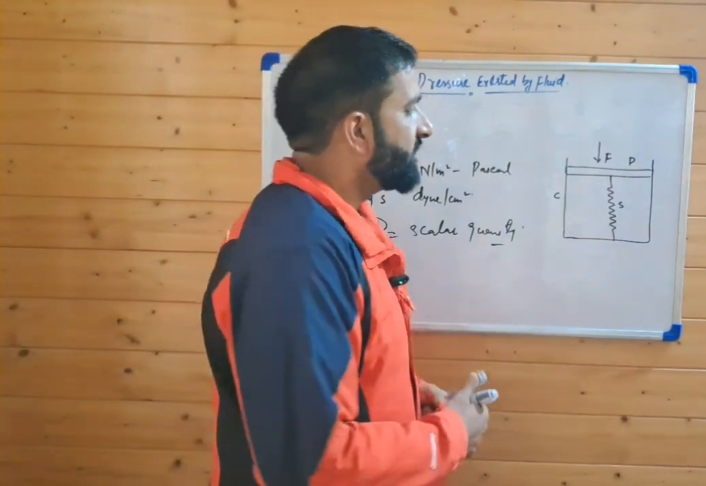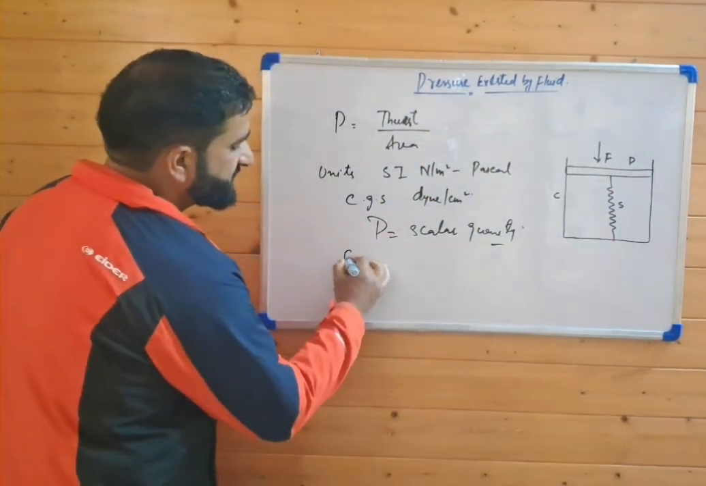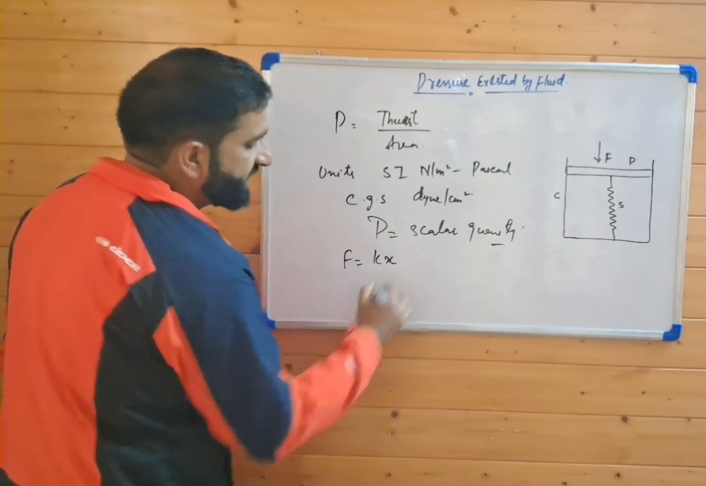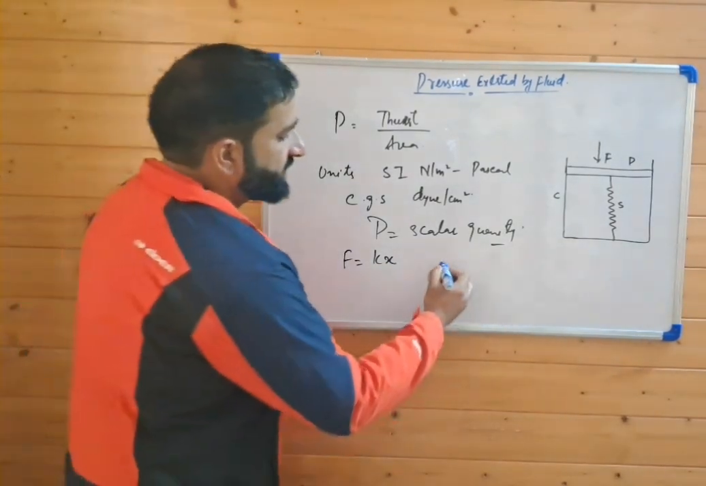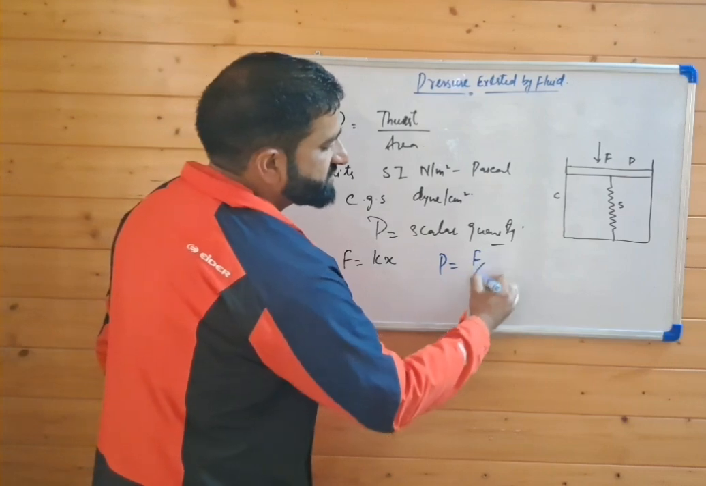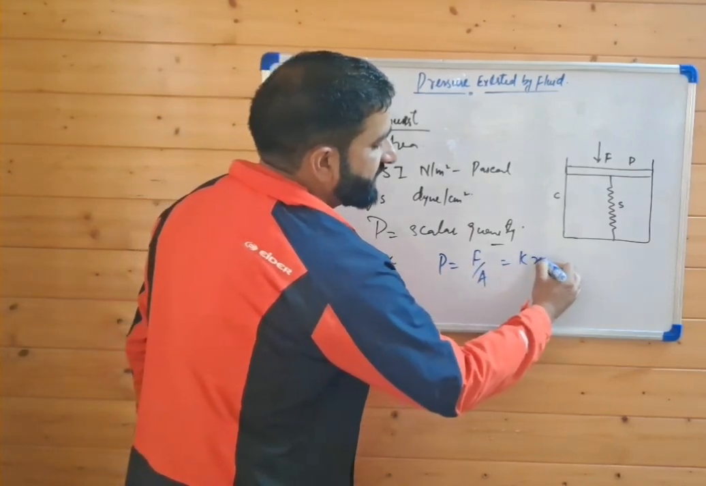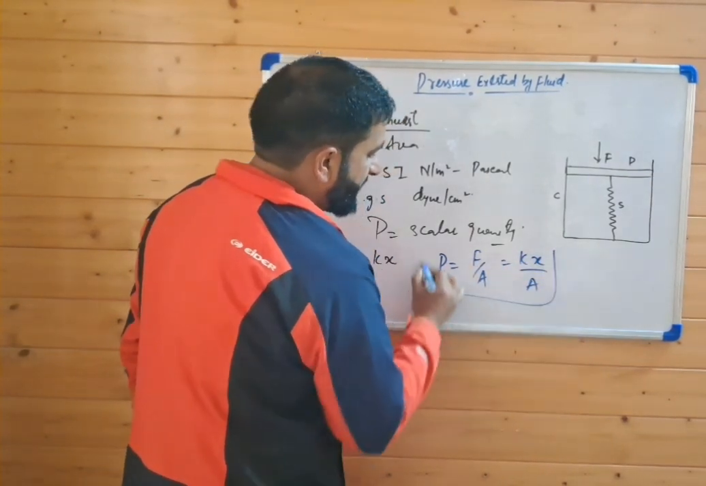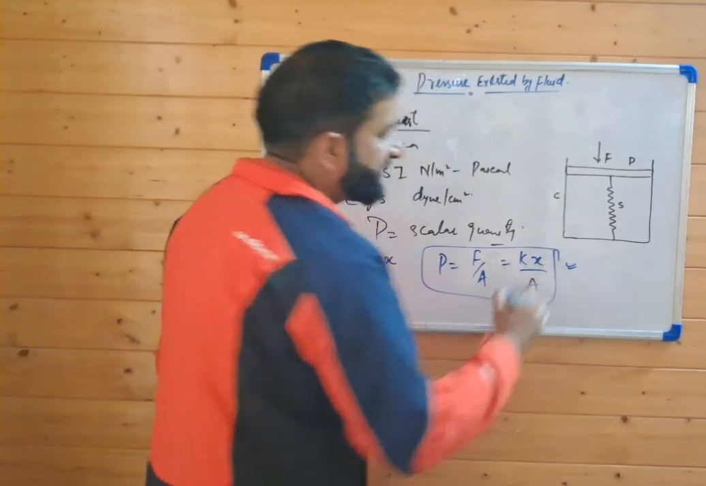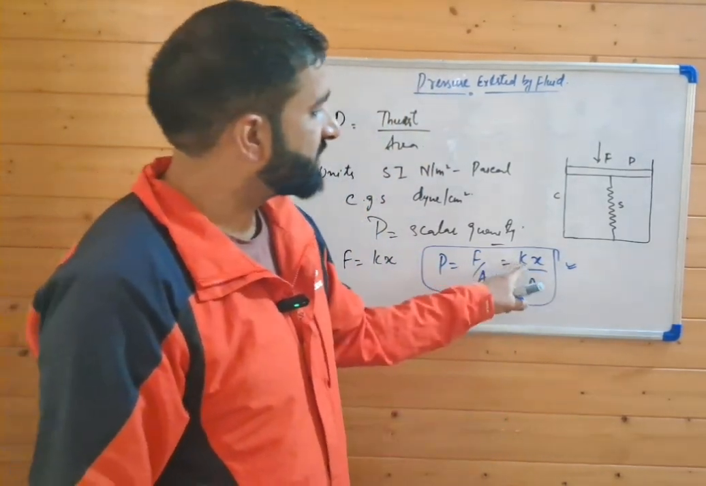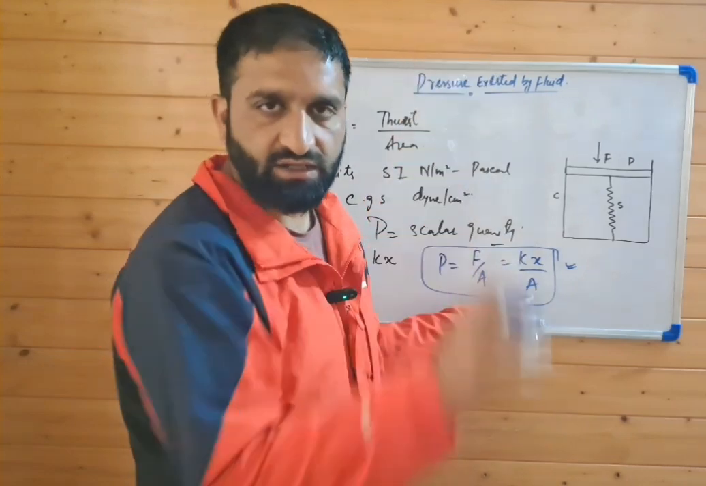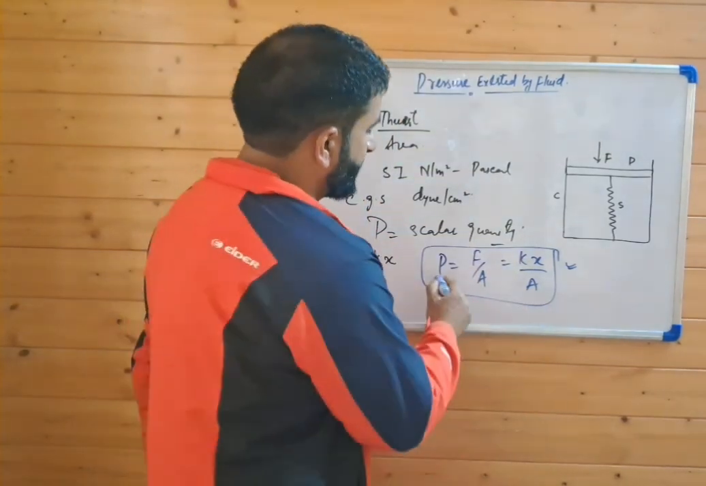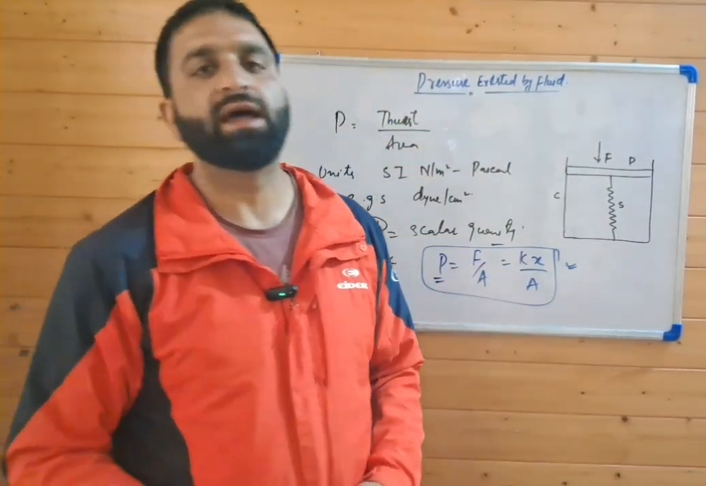That means the normal force is equal to Kx, where x is the compression and K is the spring constant. Now the pressure is equal to force per unit area, that is equal to Kx divided by A. We already stated that we have a spring of known spring constant. We calculate x, we know the area of the piston that goes down, so we can calculate the pressure at any level in a liquid.